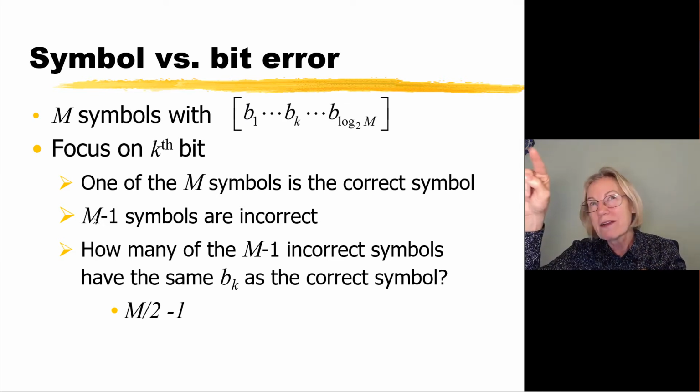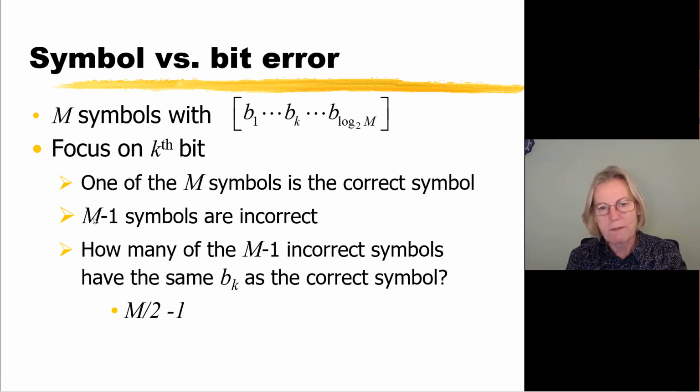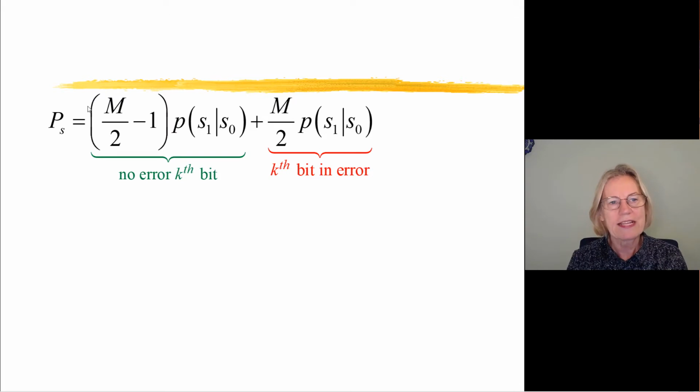So the kth bit here in this symbol is whatever, 0, 1, and I look for them all, and of course I can divide them up, and there's going to be m divided by 2 minus 1 that have the same bit in the position k. So m-1 are incorrect. M over 2 minus 1 have bk, which is good anyway, and the other m over 2, well, they have the wrong bk. They flipped that bit. Okay, so now I can take this probability of symbol error.